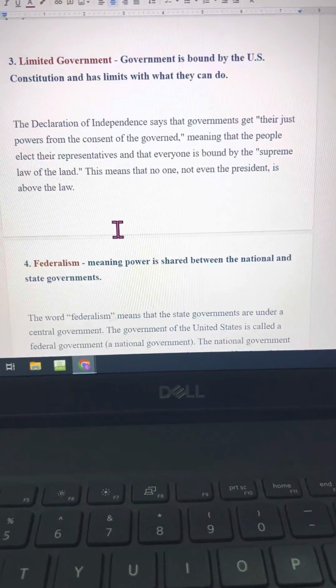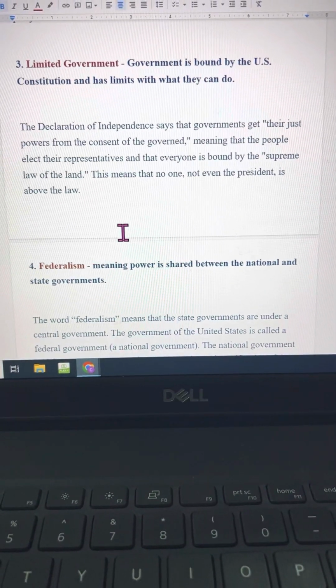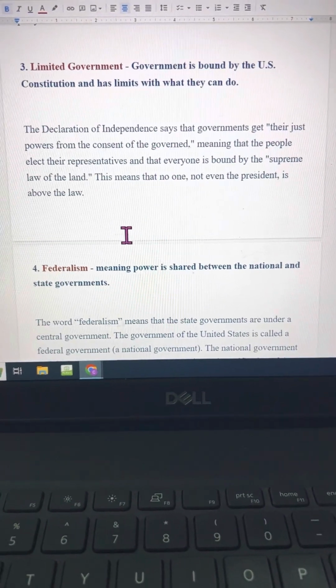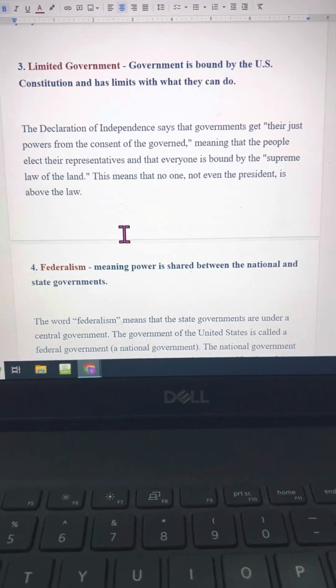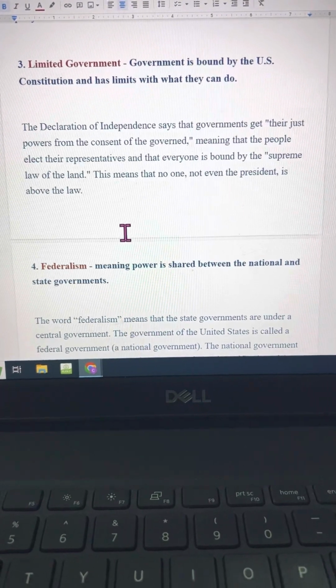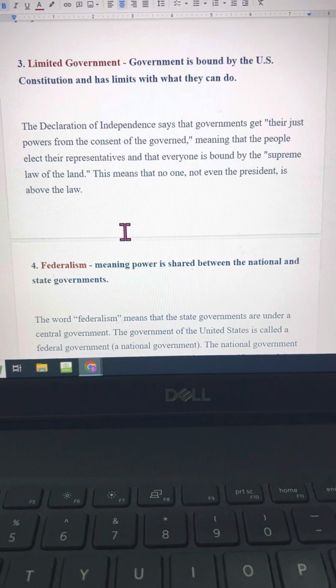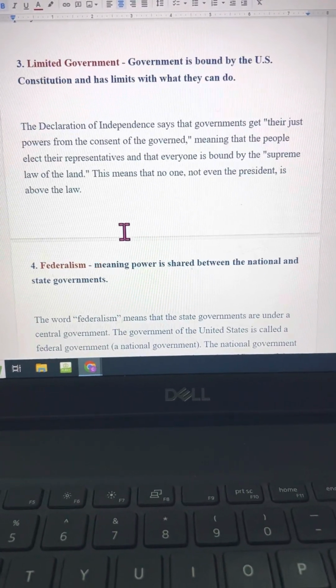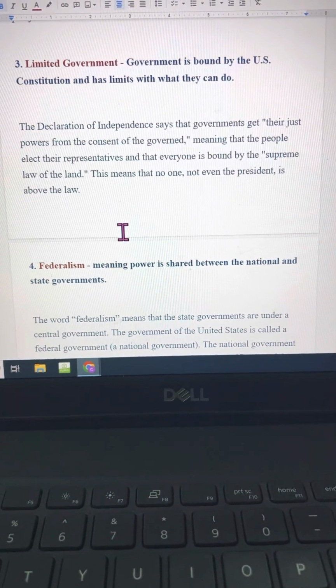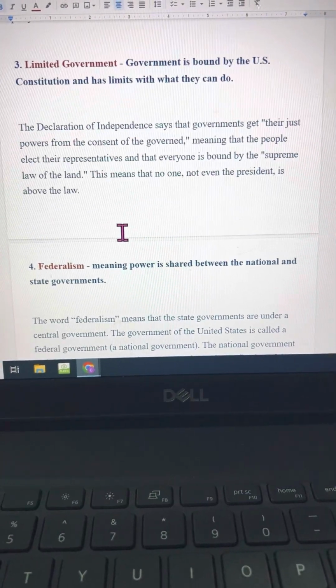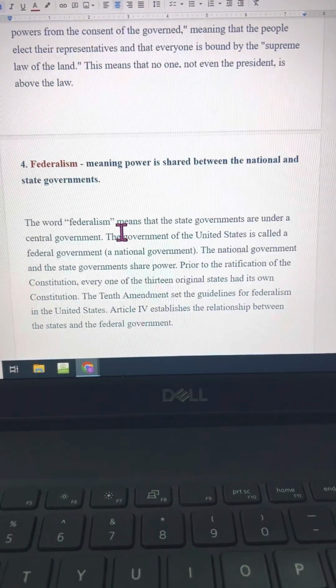Limited government. Government is bound by the U.S. Constitution and has limits with what they can do. The Declaration of Independence says that governments get their just powers from the consent of the governed, meaning that people elect their representatives and that everyone is bound by the supreme law of the land. This means that no one, not even the president, is above the law.